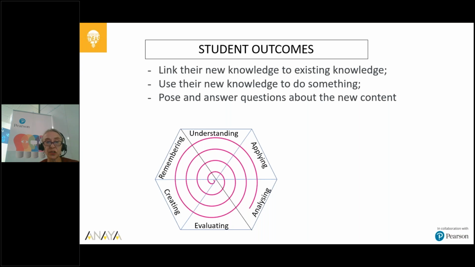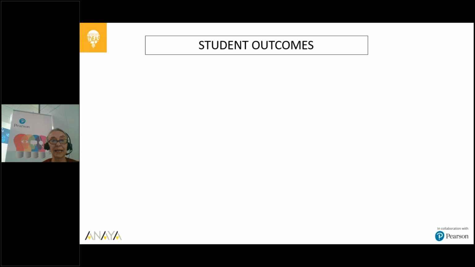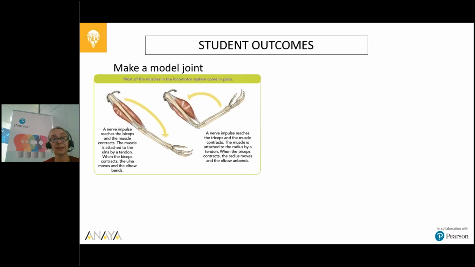So particularly good student outcomes are something tangible that they've made and that they can touch. If we come to the example we had of the pairs of muscles, a student outcome could be to make a model joint. Making activities in the classroom obviously depend on the materials that you have access to and whether parents cooperate and whether the children come to class with the right sorts of materials. And you want to keep it simple. A model joint is very, very easy to make.